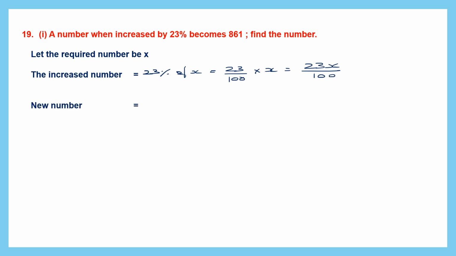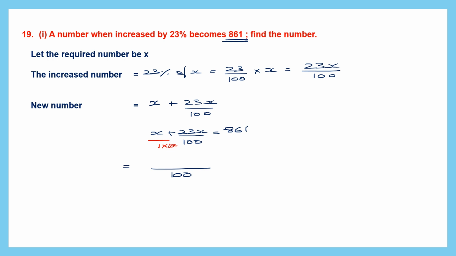Now the new number will be x plus this one, 23x by 100. And this we know is equal to 861. So we can say that x plus 23x by 100 is equal to 861. So now we have to find the LCM here. The LCM here will be 100. So here it is 1 into 100. So we have to multiply this also by 100. So that becomes 100x. And because it's an increase, we say plus 23x. So this is equal to 861.